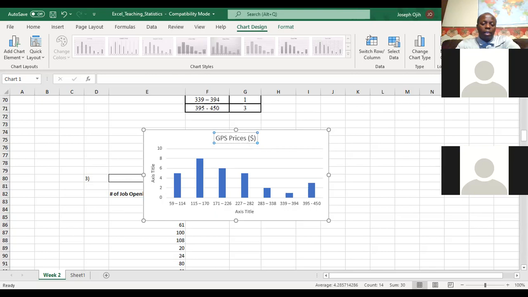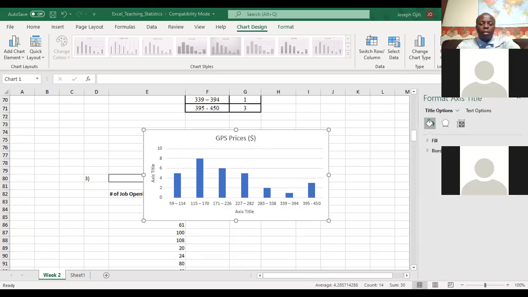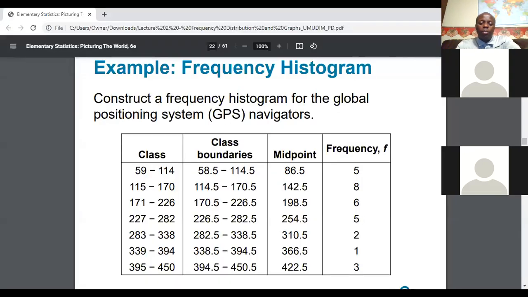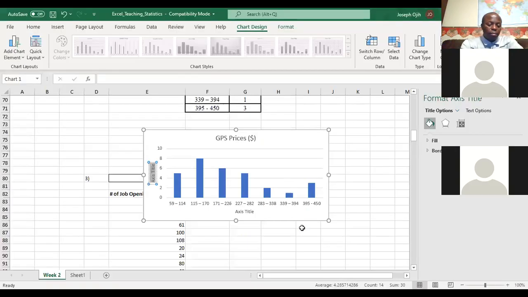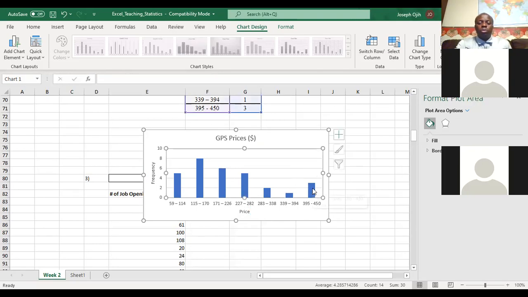Okay, when you look at the actual data sets, they have frequency. That means you gotta put frequency. Frequency. This is the prices. Prices.